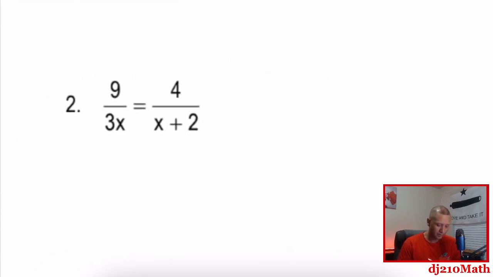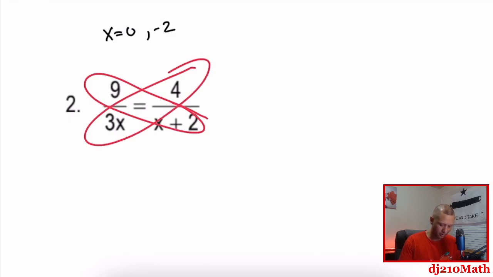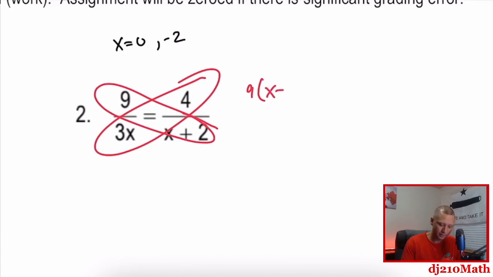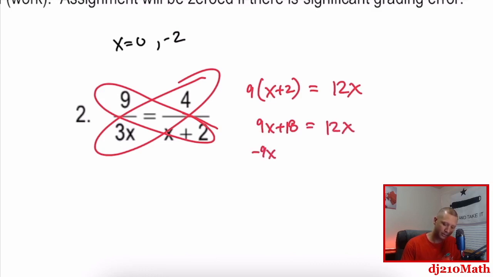So number 2, quick little check. The bad answers are x equals 0 and -2. So 0 and -2 are bad if that comes up. So cross multiply because it's a fraction equals a fraction. So 9x plus 2 equals 4 times 3 is 12. So 9x plus 18, 12x minus 9x. 18 is equal to 3x. X is equal to 6.